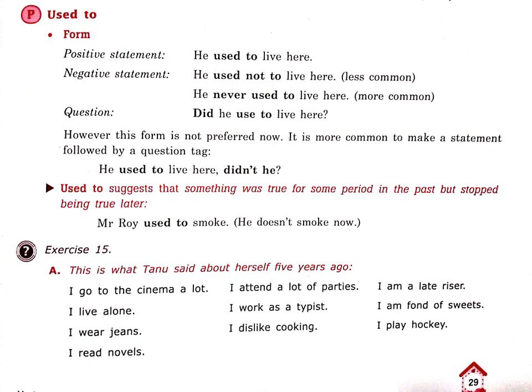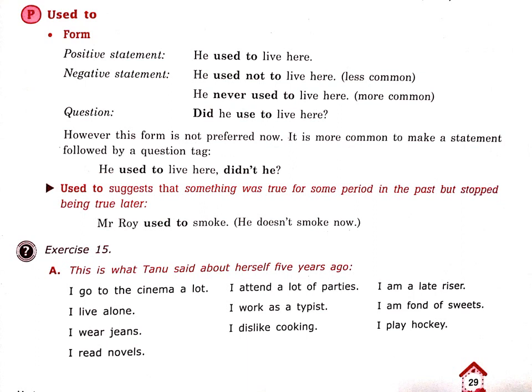Children, now we are doing used to form positive statement. Firstly, let's see the definition of used to. Used to suggests that something was true for some period in the past but stopped being true later, right? See the example. Mr. Roy used to smoke. In bracket it is given he doesn't smoke now. That means the one is talking about the habit, right?